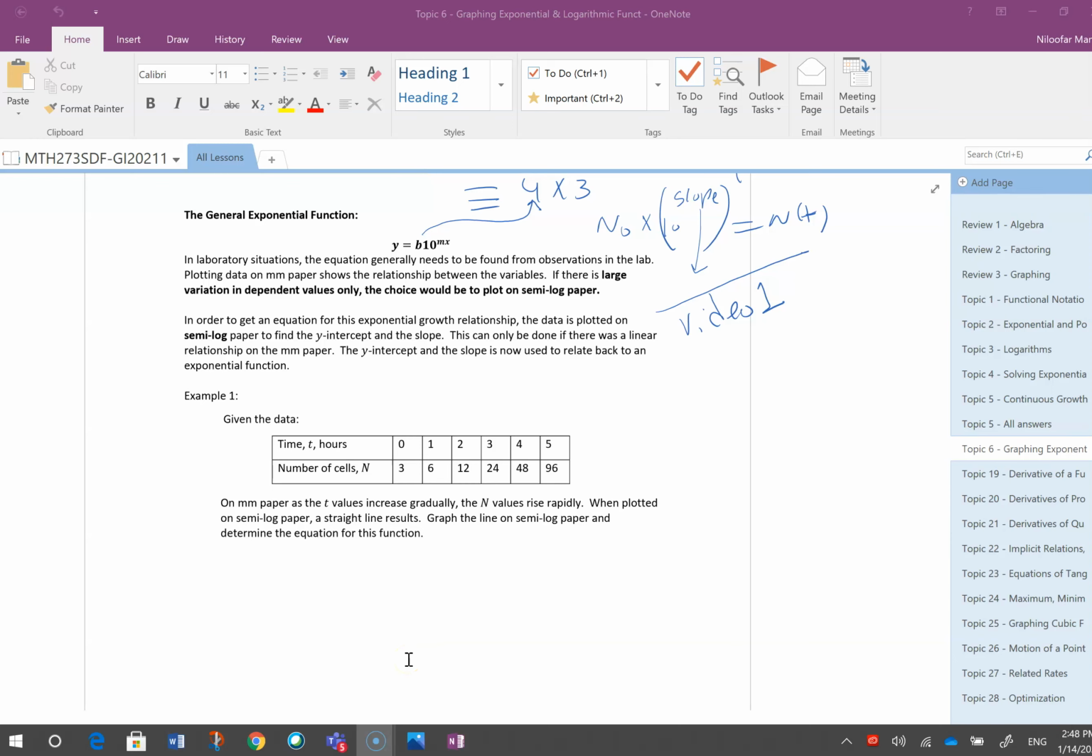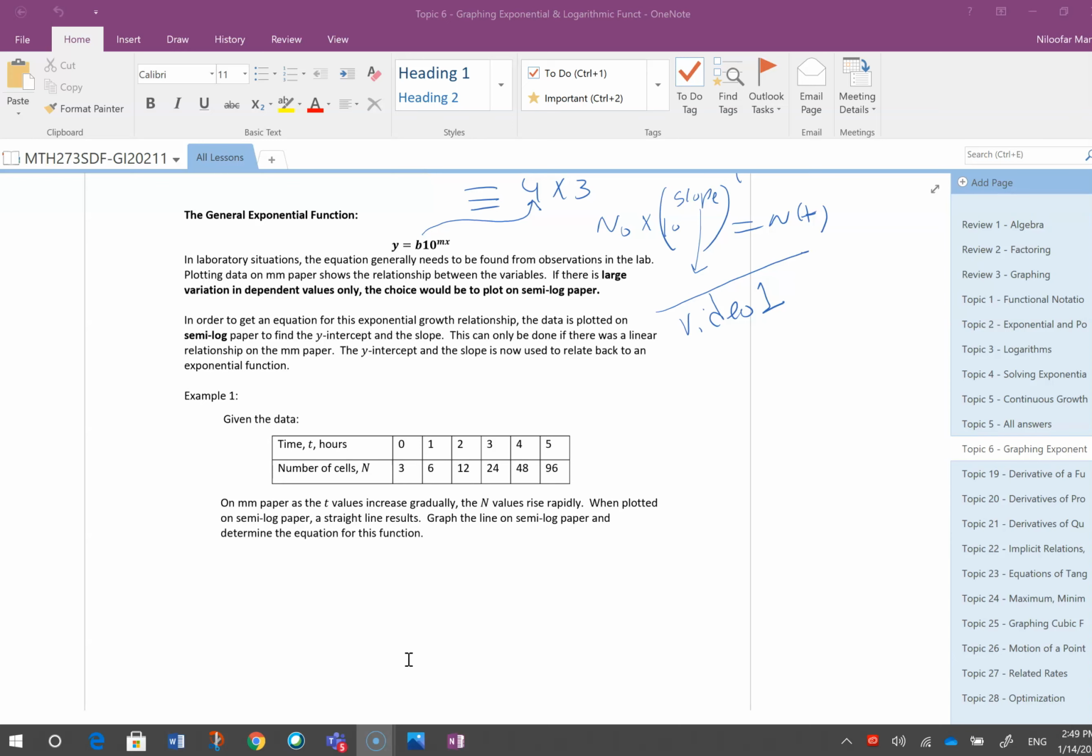Hi everyone, I continue on the lesson. This is topic 6, video number 2. So we learned that if I have an exponential function and I don't have the equation, just the table of values, I can graph it on semi-log paper. I know how to graph it, and I learned how to make the equation. So now I want to use it in this example.